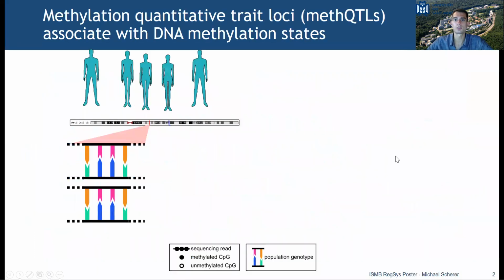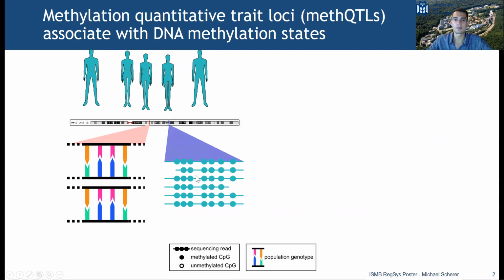So let me first introduce what a methylation quantitative trait locus, methQTL, actually is. Imagine you have this population of people. They have a particular genomic constitution at this location. They have two alleles, and both of these alleles show the same genotype. Now, at some location that can be far away or closer, for the sake of this project, we only consider associations within 1 MB of this genetic position, there is a DNA methylation state, which is in this case fully methylated.